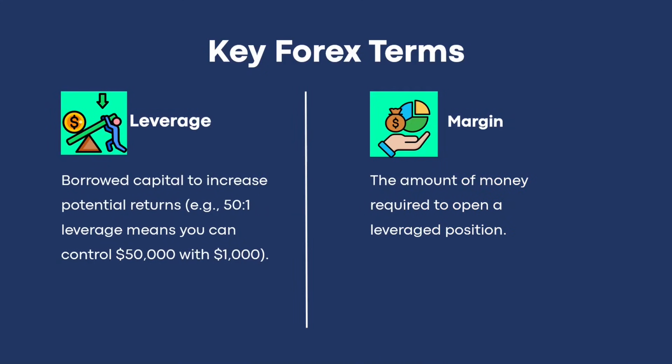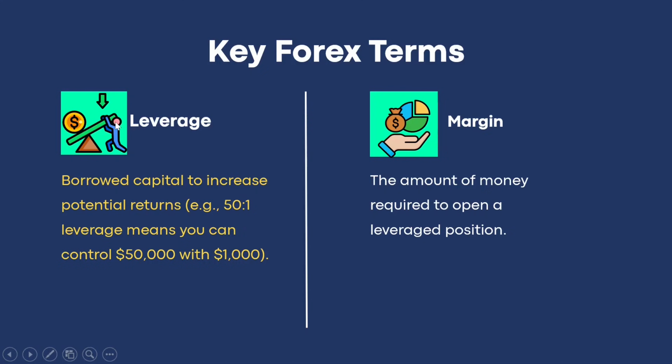Next, we are looking at leverage. What is leverage? We are saying leverage is borrowed capital to increase potential returns. E.g. 50 to 1 leverage means you can control 50,000 US dollars with 1,000 US dollars. So what that means with this ratio 50 to 1, it means that if you have $1, you can trade $50. If you have like $10, you can trade $500. If you have like $100, you can trade like $5,000. So that's what leverage does.